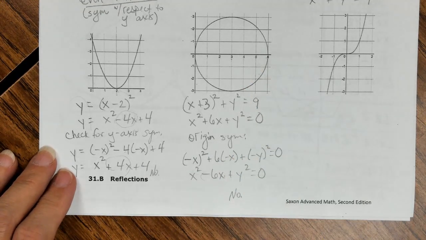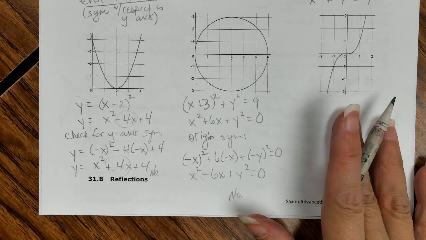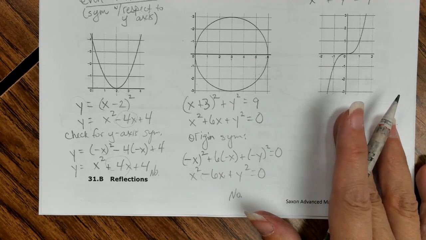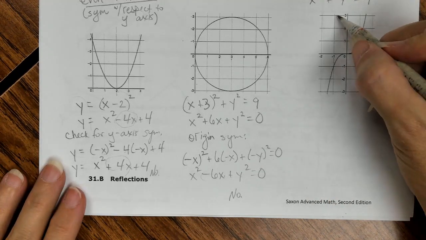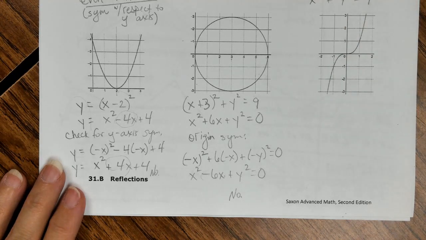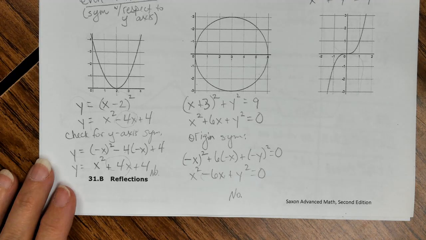If we were to check for x-axis symmetry, we'd find that worked. We can see that it's symmetric with respect to the x-axis. Okay, now, this one on the end, this is a function, and it is not symmetric with respect to the y-axis. Otherwise, there would be pieces here where I'm kind of tracing out.